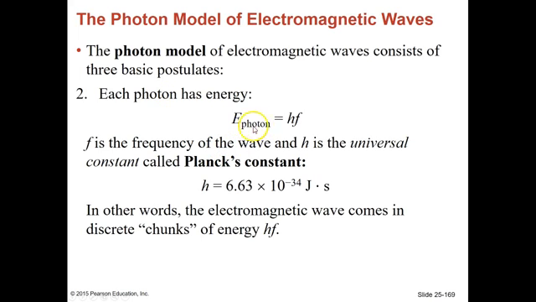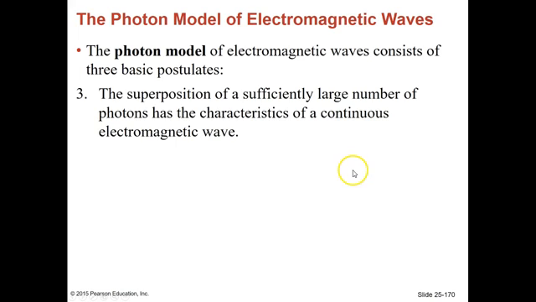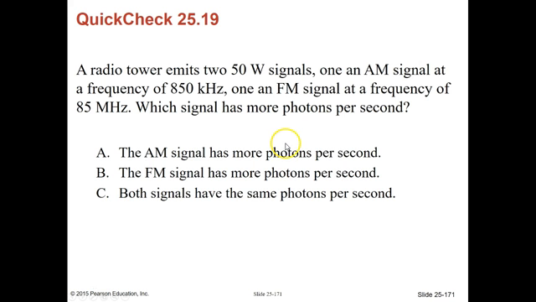Every photon has an energy equal to hf. Remember, h is Planck's constant, 6.63 times 10 to the negative 34. And hf is basically just a chunk of energy, so we call that a quantum, or quantized energy. The superposition, where I overlap waves of a sufficiently large number of photons, has the characteristics of a continuous electromagnetic wave, and we've kind of seen that in the last video.